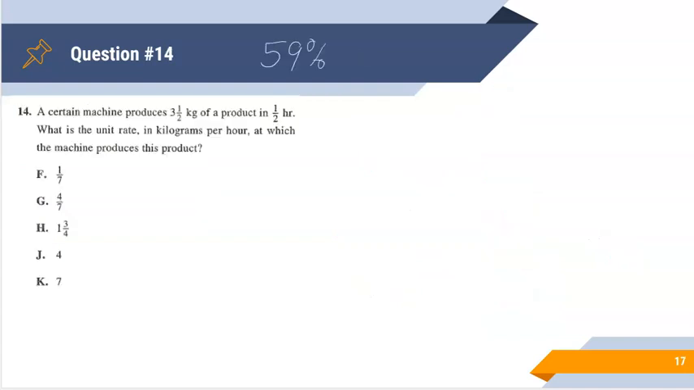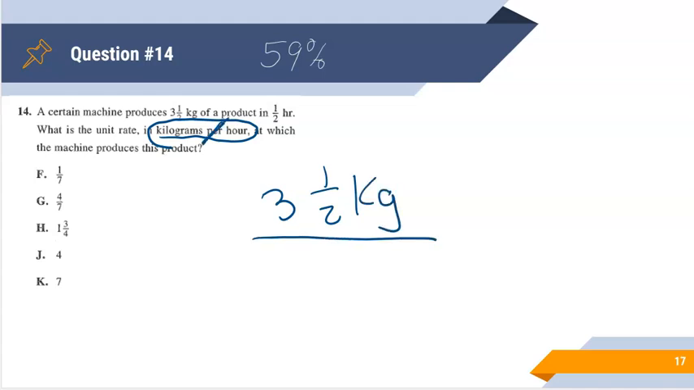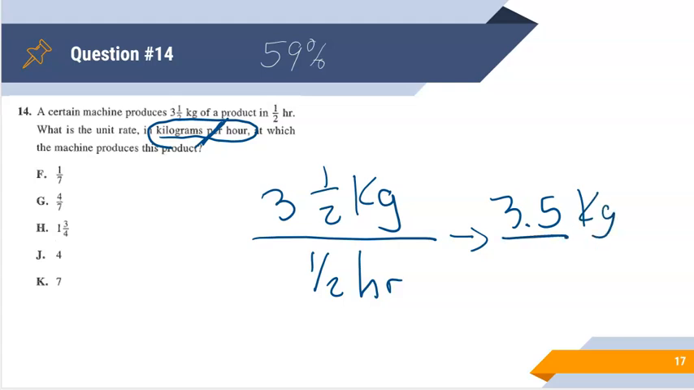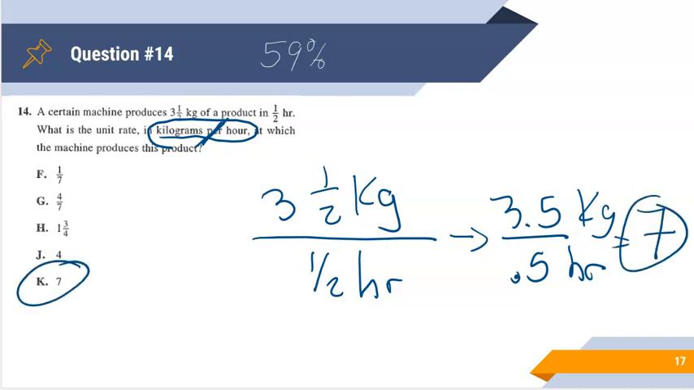Okay, number 14. They want to know kilograms per hour. Well, we have 3.5 kilograms. Again, the word per means divide, 1/2 hour, which is the same thing as 3.5 kilograms over 0.5 hours. If we divide that, we get 7, which we see as choice K.